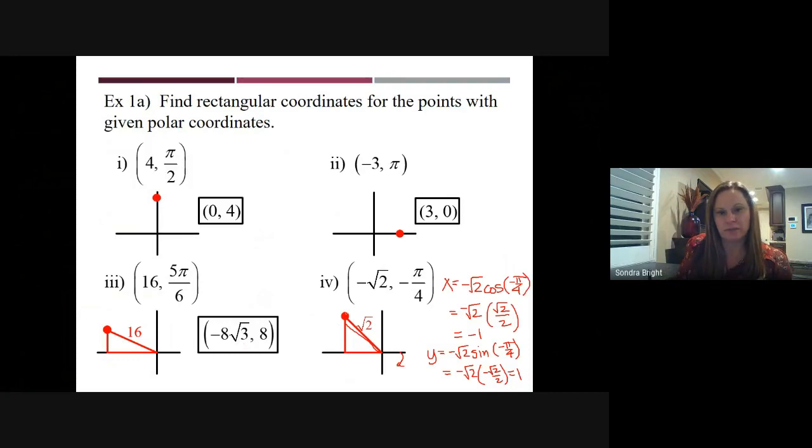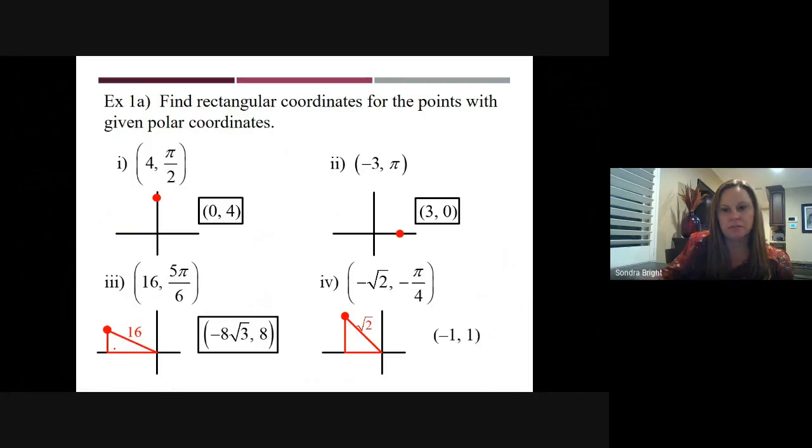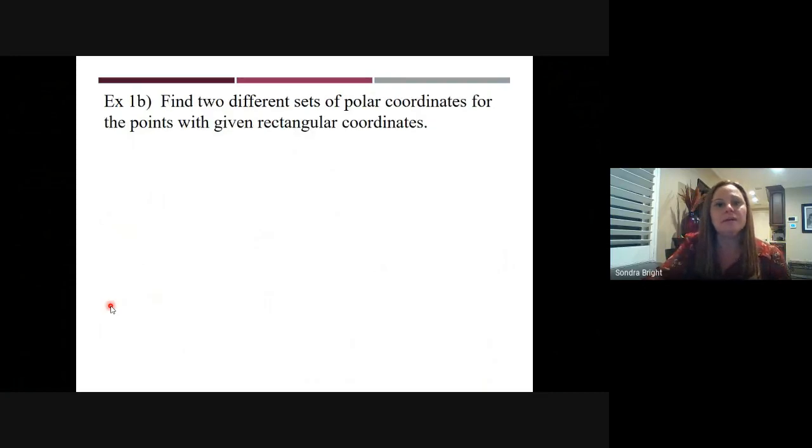And look, it totally corresponds with the dot that I put. Let me erase these and confirm what I did was right. Beautiful. All right, so pretty easy to convert from polar coordinates to rectangular. Not too bad. And hopefully that all looked familiar to you. It should all be review.